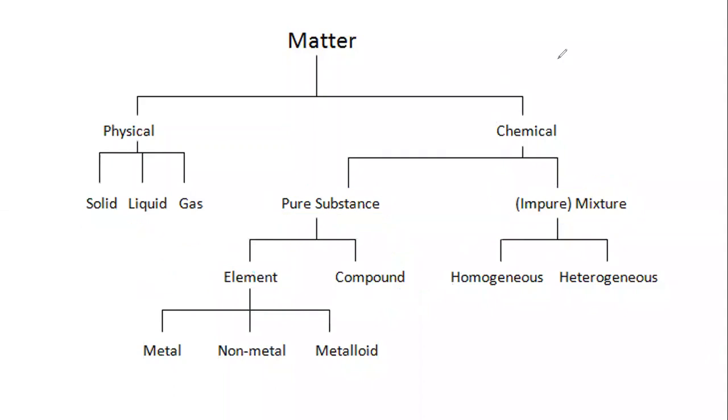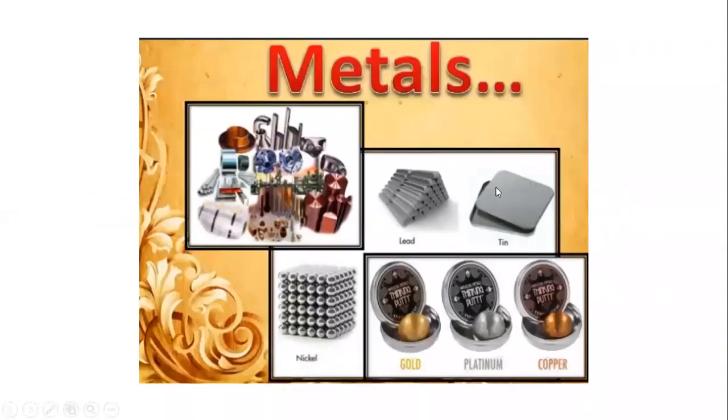We have so many materials around us which are made up of one type of atom, isn't it? But their properties, their uses are different. So we classify matter on the basis of their physical and chemical properties as metals and non-metals.